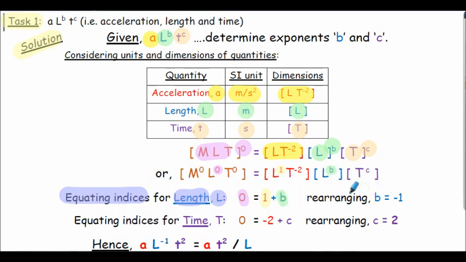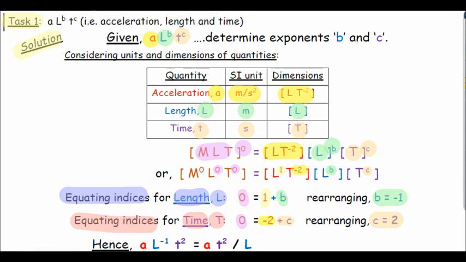That can be directly solved, one unknown in one equation, so subtracting 1 from both sides, we clearly see b is equal to -1. And if we now equate indices for dimension time, t here, on the left hand side we have t to the 0, and here on the right hand side we have t to the -2, shown here, so -2, and t to the power of c, so add the c to the right hand side of the equation. Again, an unknown in one equation we can solve, so adding 2 to both sides of the equation, we clearly see that exponent c is a value of 2.